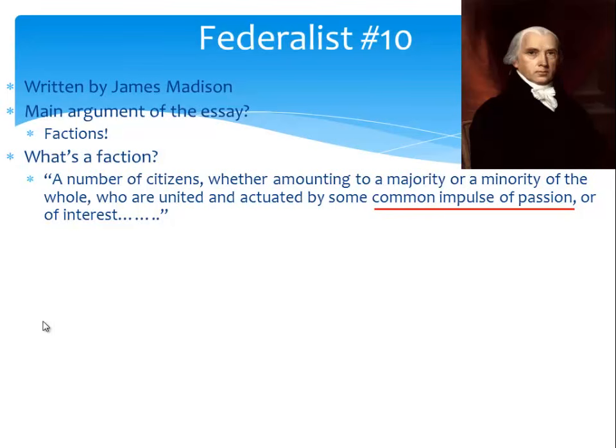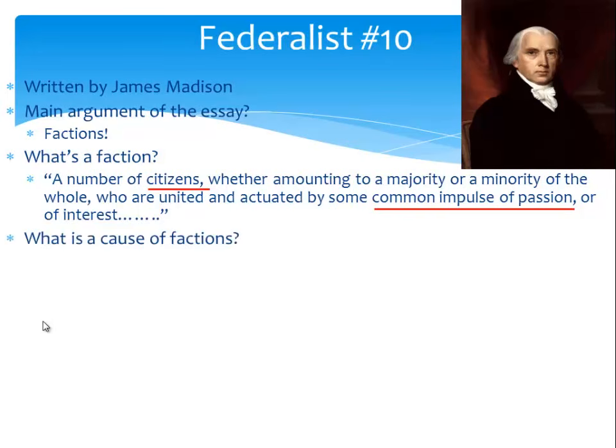A lot of times you'll hear that factions mean political parties, and a political party could be an example of that, but factions don't just mean political parties. It is simply a group of people united by similar ideas. And you see citizens there as well. So citizens sharing a common impulse of passion or something in common.